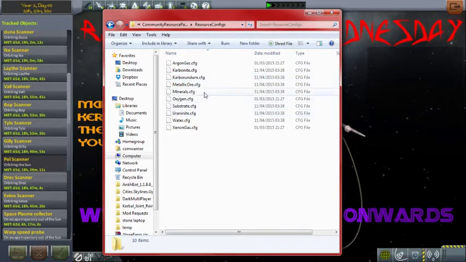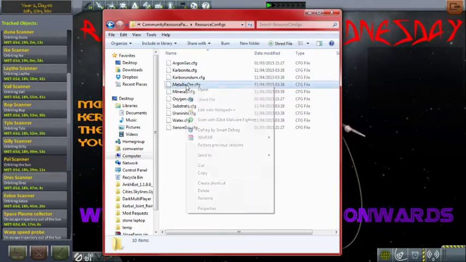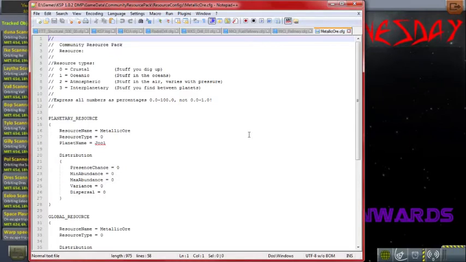Let's go for metallic ore. So again, resource types tells you there. Express all numbers as percentages, 0 to 100, not 0 to 1. That would be a change from the regolith configs.